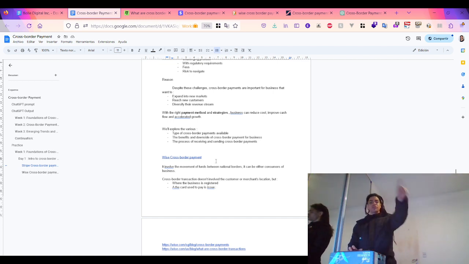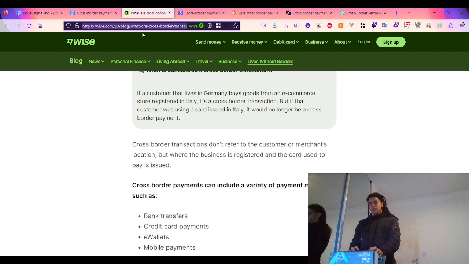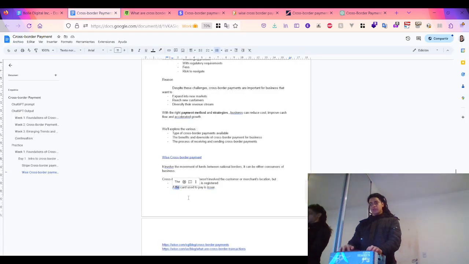So where is that business located and where do you have your card, which is the card used to pay is issued. All right, the card used to pay is issued.